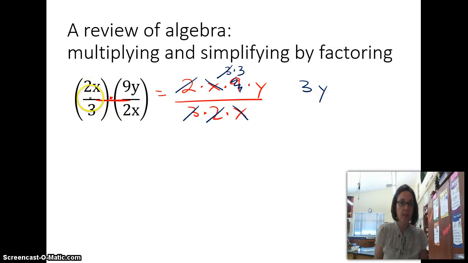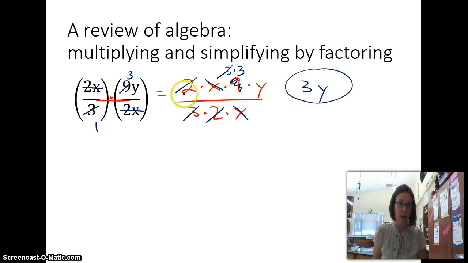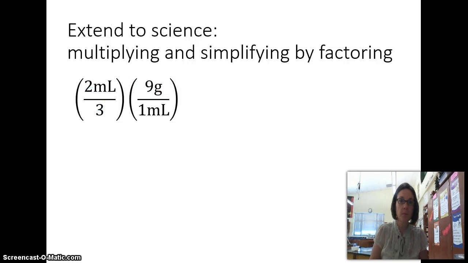If I look at it in its original form, I see 2x and 2x, one in the numerator, one in the denominator. So those could divide out, and then I see 9 and 3, so this could be 1 and 3, and we end up with 3y, just like we did if we multiplied it out and made it one big numerator and one big denominator. So we're going to extend this to science also.